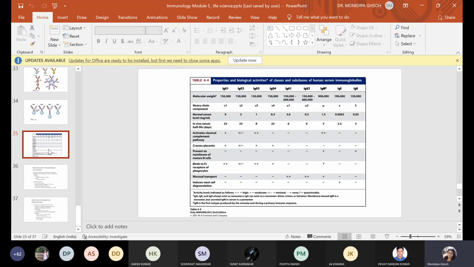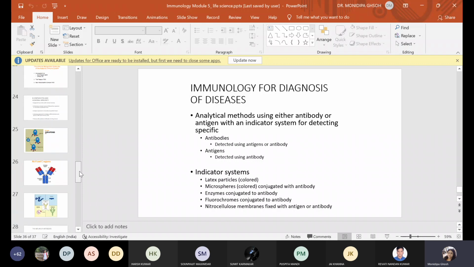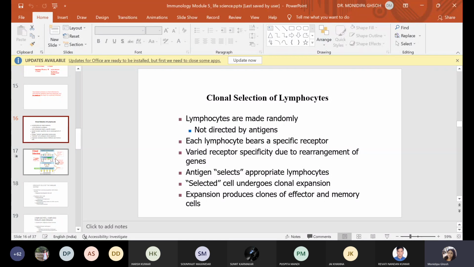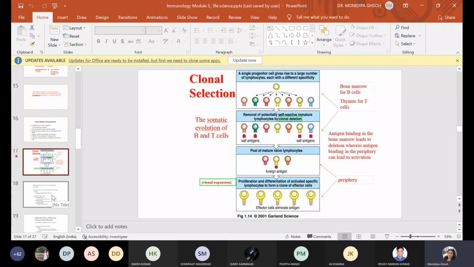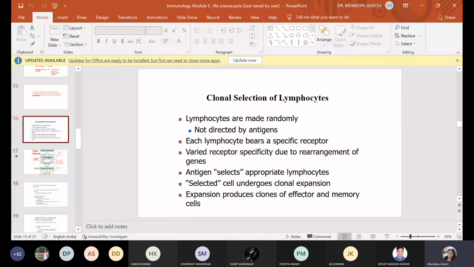Now in the next level, immunological disease and diagnosis. Before that, we will reconcile slide numbers 16, 17 and 18. Now what about this? The clonal selection of the lymphocytes.